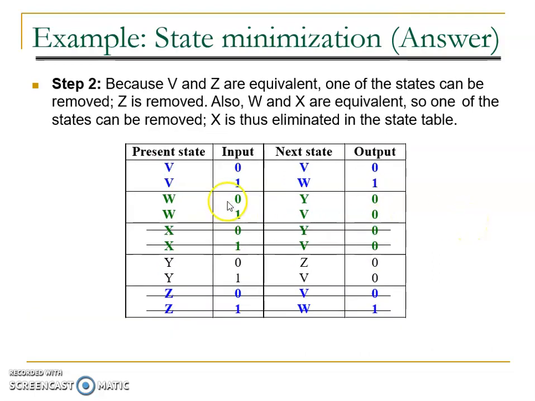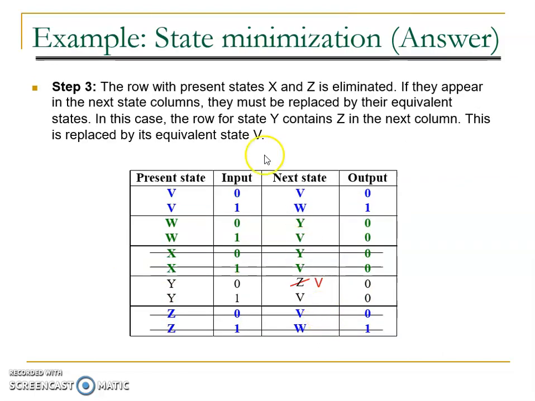Okay, so step 2. Because V and Z are equivalent, one of the states can be removed. Because V and Z are equivalent, we remove Z. Also, W and X are equivalent, so one of the states can be removed. So X we remove. So just eliminate them in the state table. So we remove X and Z. Step 3. The rows with present state X and Z are eliminated.